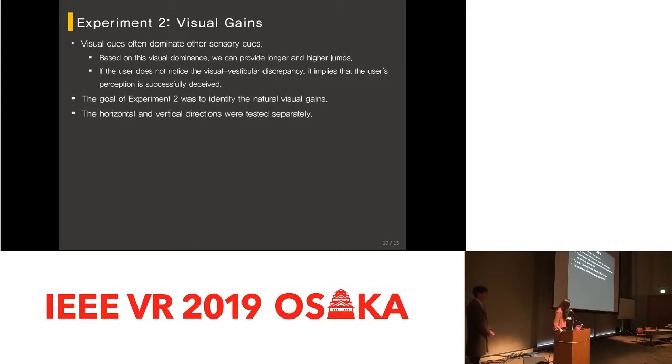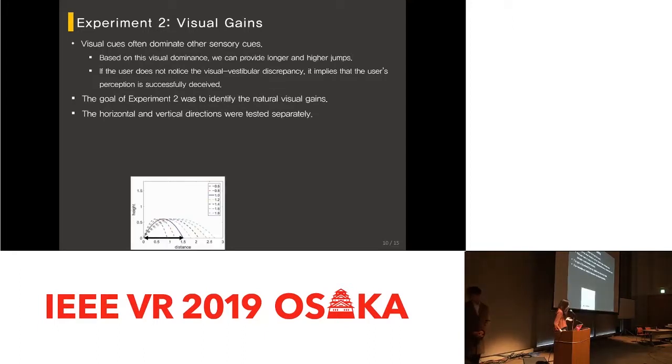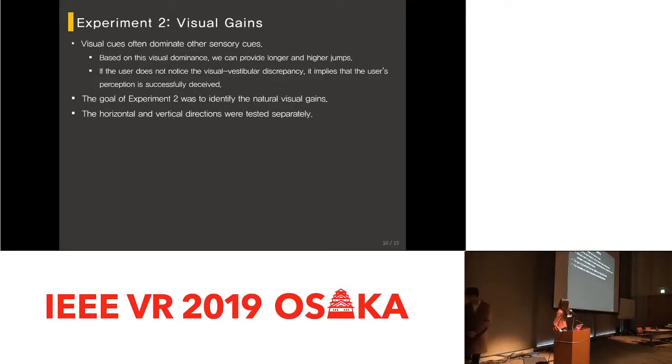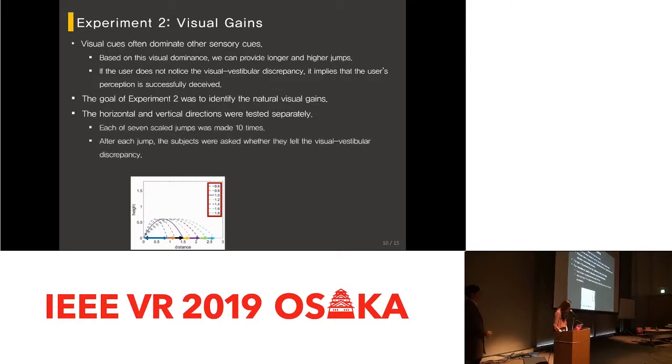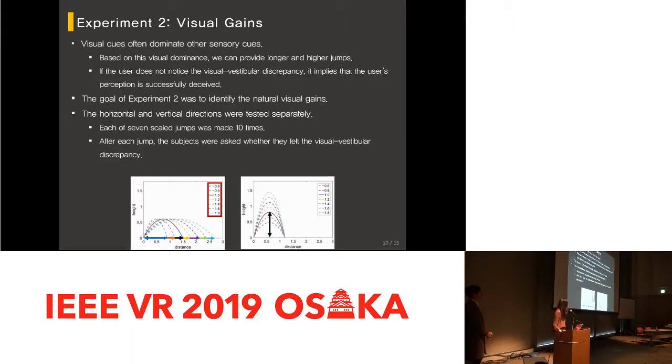The goal of experiment 2 was to identify the natural visual gains. We also did this for vertical and horizontal directions separately. For the reference, for example, if we have a 1.5 meter jump, this was scaled by 7 factors. Each jump was repeated 7 times, and after each jump, users were asked whether the jump was perceived as natural. Also, this was done for the 0.8 meter high jump.